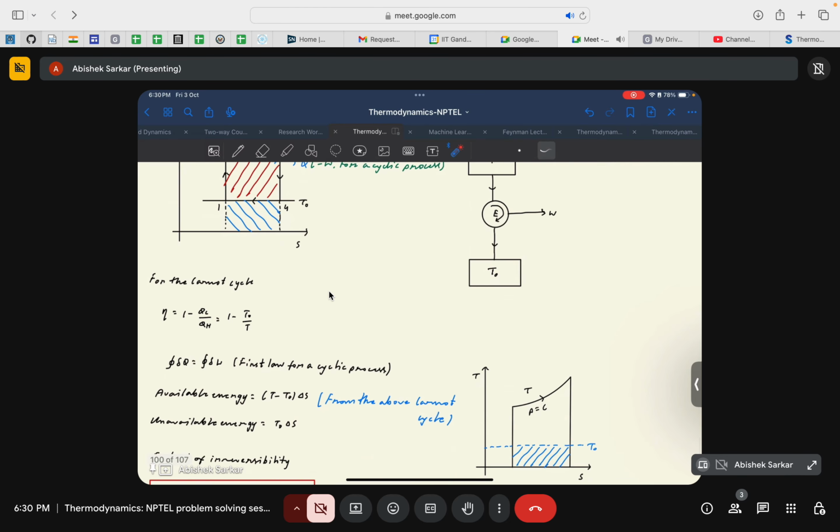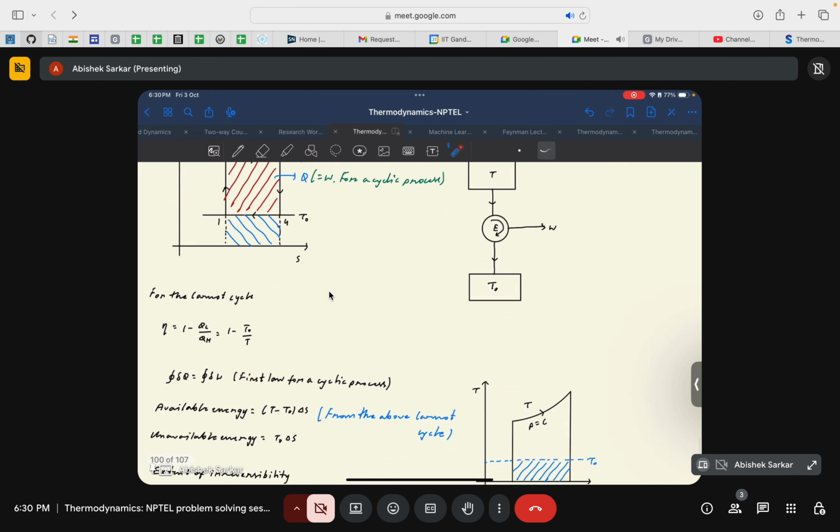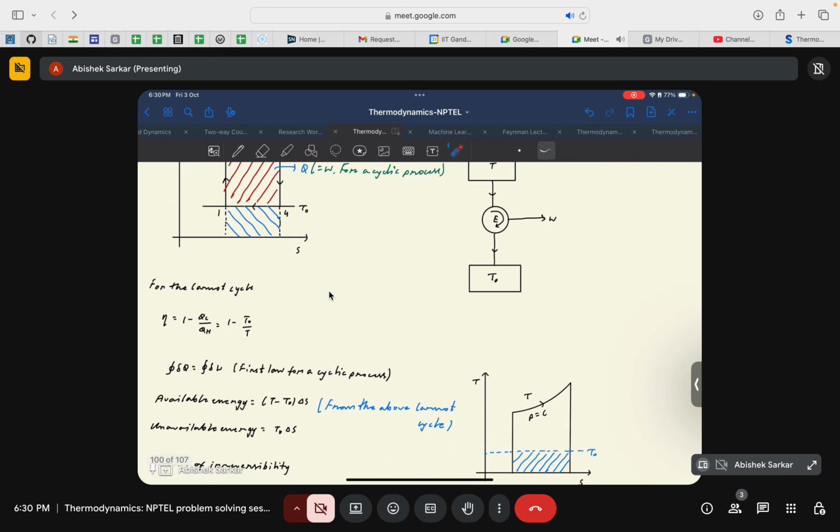For a cyclic process, we know that the cyclic integral of heat interaction and the cyclic integral of work interaction are equal to 0. For the Carnot cycle as well, this would be valid. Now the available energy for the above Carnot cycle is given by T minus T naught times δS. So that would give you the net available energy from the Carnot cycle, and the energy that is unavailable for use, that is this part, is given by T naught times δS.